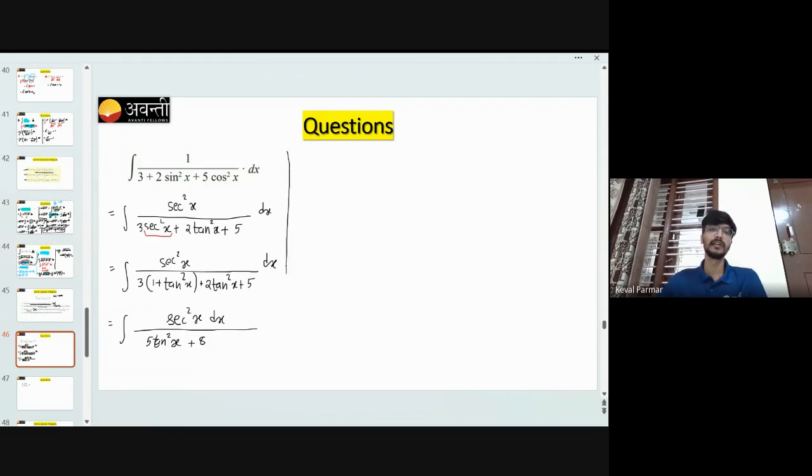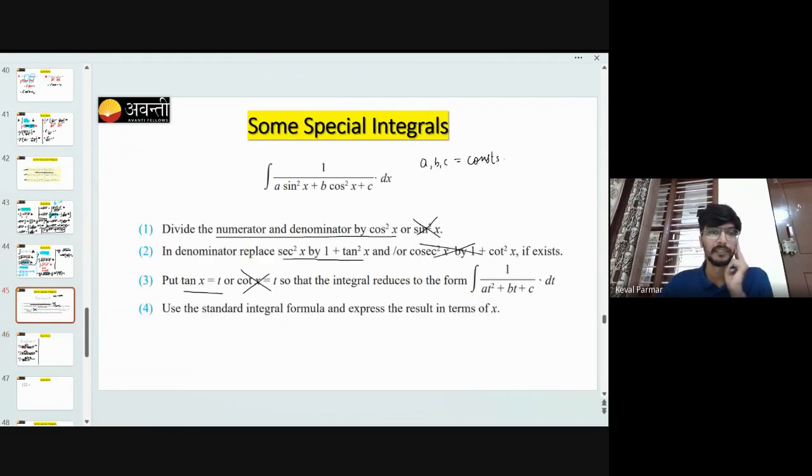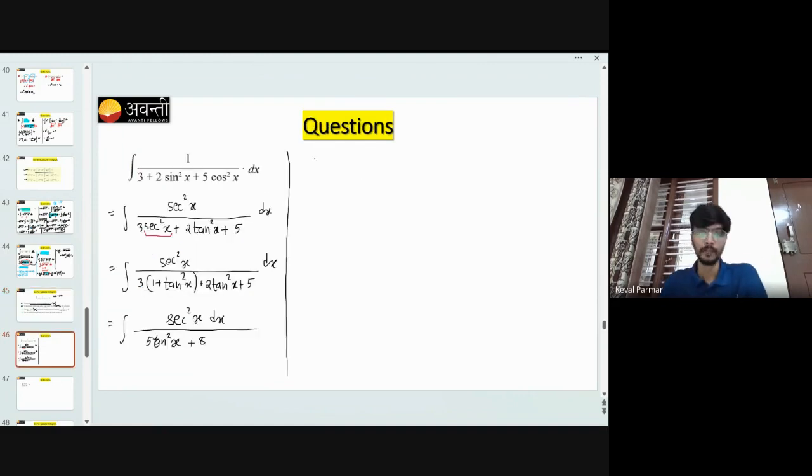Now, what was the third step? We are done till second step, right? What is the third step? Put tan x equal to t. So let's put tan x is equal to t. Now I'll differentiate it with respect to x. That means I'll get sec square x dx is equal to dt. So my integration will become dt upon 5t square plus 8.